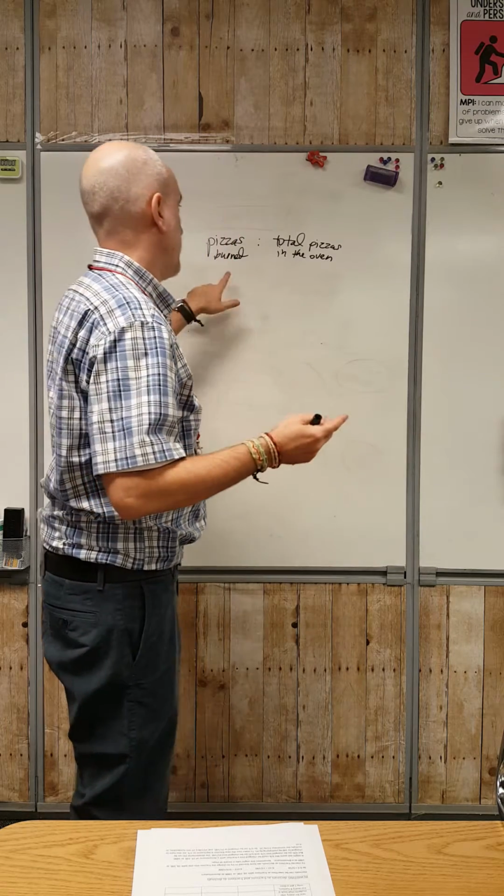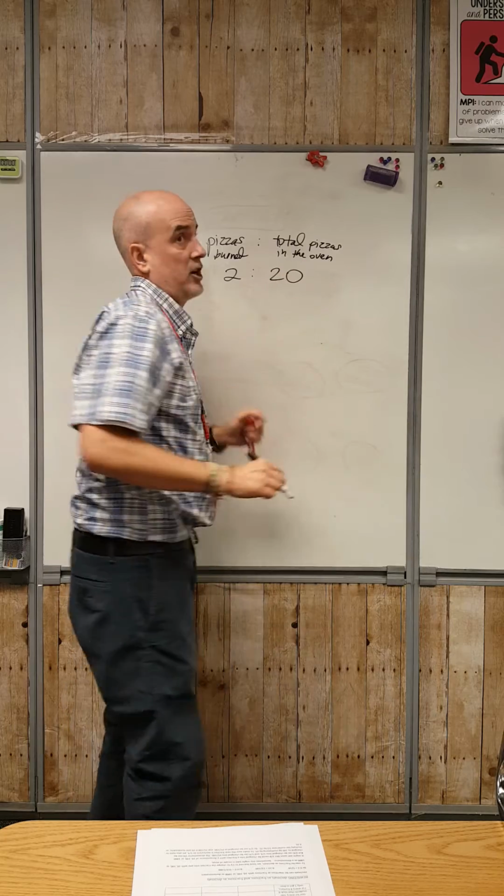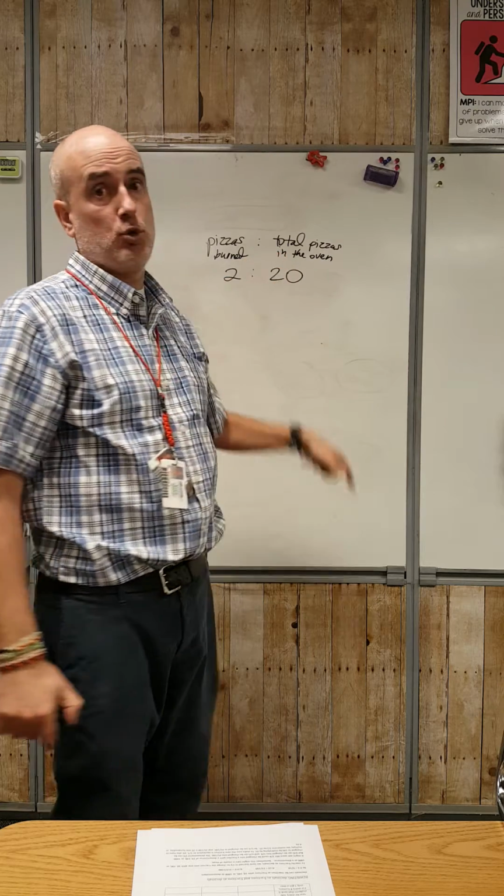is. So if I filled in the numbers here, we have 2 pizzas burned for every 20 that go in the oven. So if we were going to write that as a ratio of pizzas burned to total in the oven, it would look like this, 2 to 20. The next question says, what is the unit rate for burned pizzas?